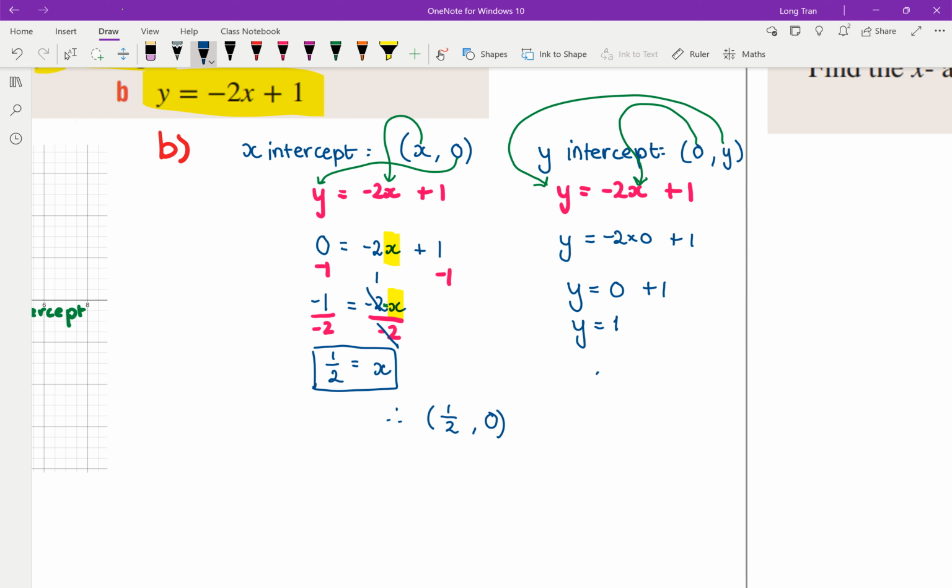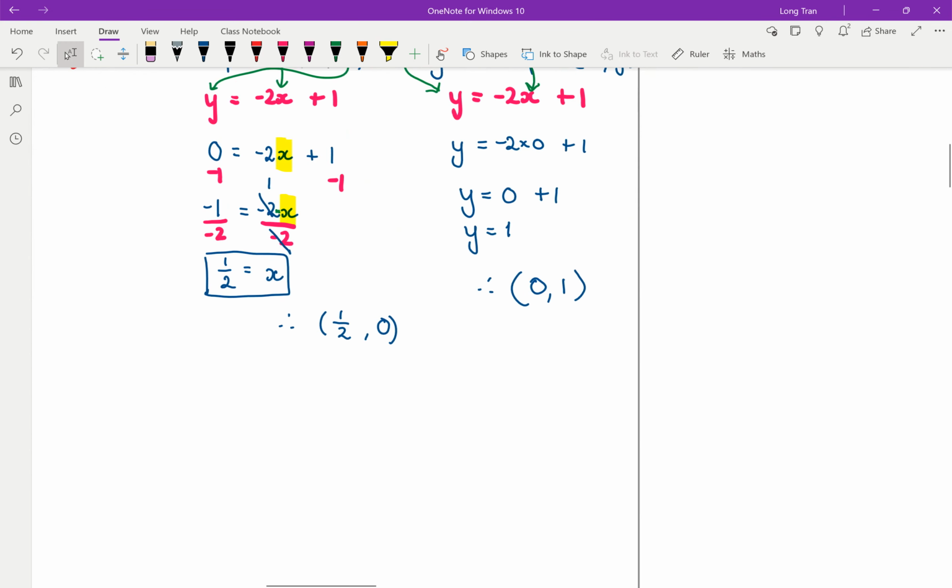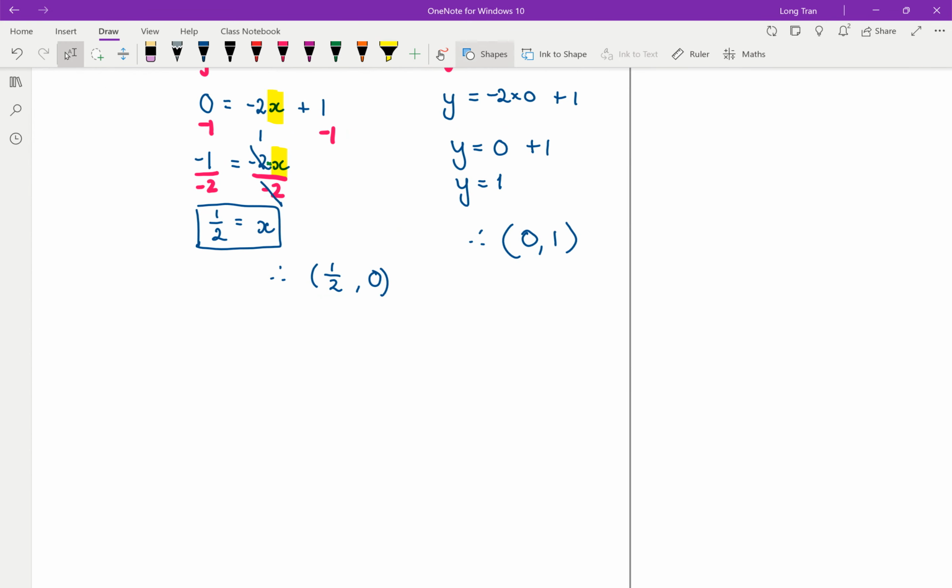Y equals 1. So what does that mean? That means that when x is 0, the x coordinate is 0, we solved that the y coordinate should be 1. So what you have now is you've got 2 coordinates here, and you can now sketch the graph.